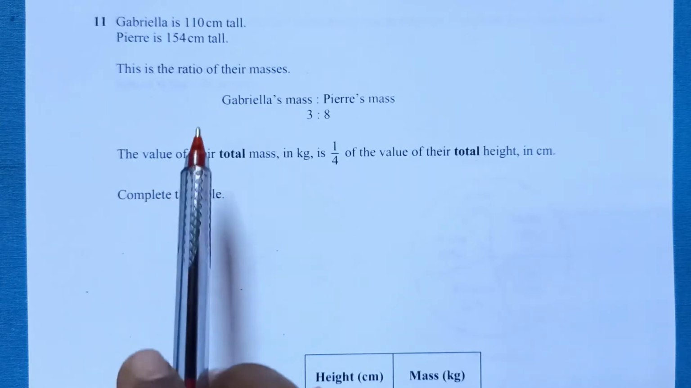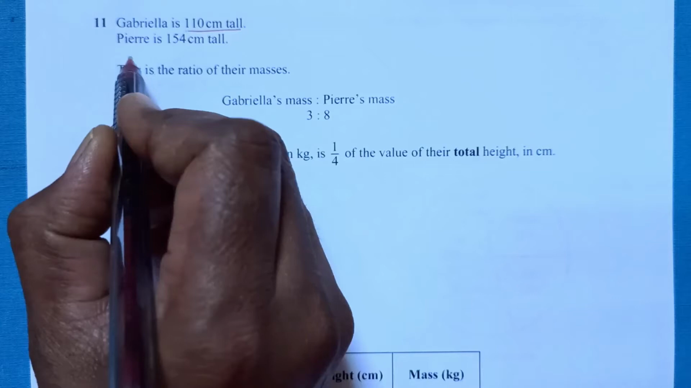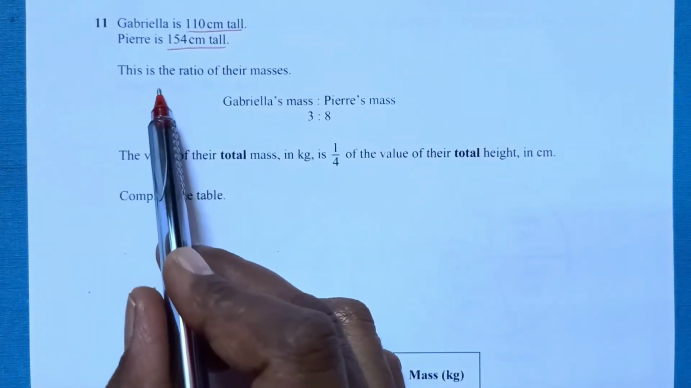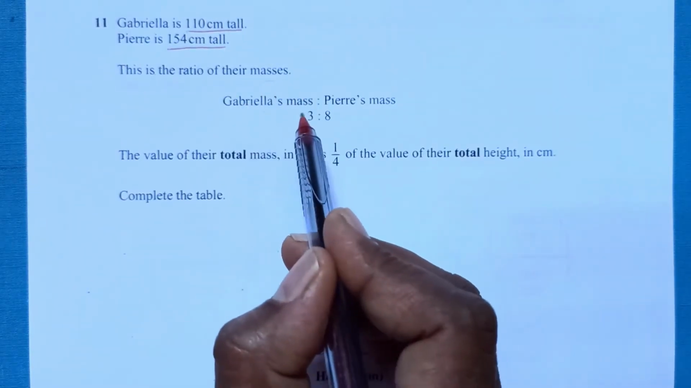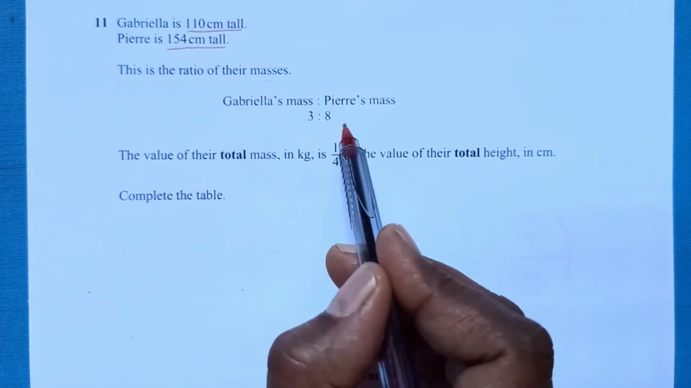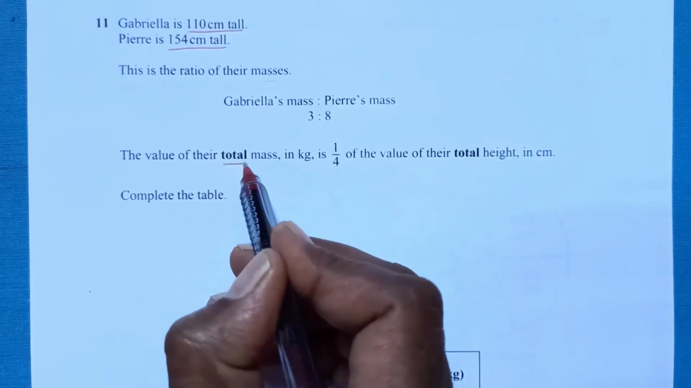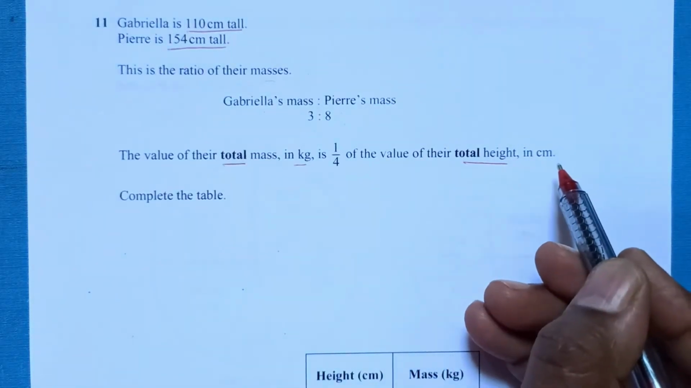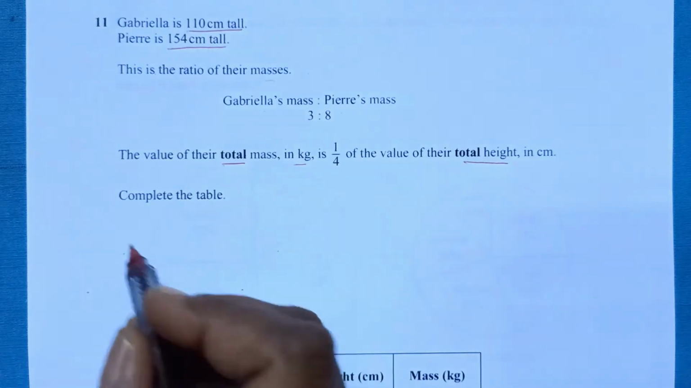Question number 11. Gabriela is 110 centimeters tall. Perry is 154 centimeters tall. And this is the ratio of their masses. So masses ratio is given. Gabriela's mass and Perry's mass is 3 to 8. The value of their total mass in kilograms is 1/4 of their total height in centimeters. So complete the table. And so that means we are given that total mass.